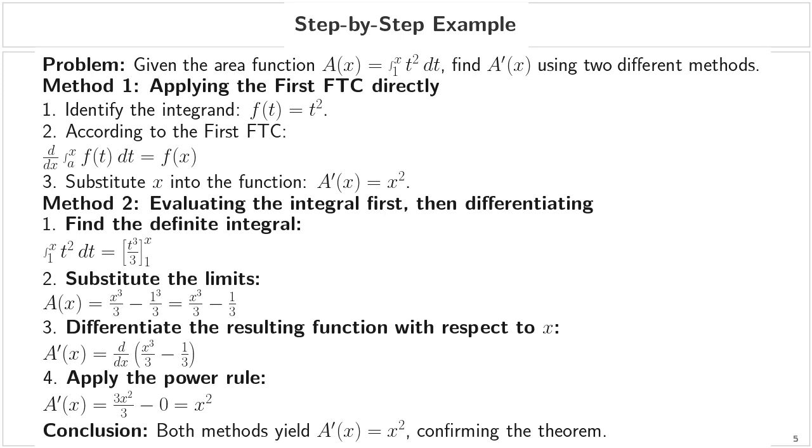As you can see, both methods, applying the first fundamental theorem directly and evaluating the integral first, then differentiating, yield the same result. A prime of x equals x squared. This confirms the validity of the first fundamental theorem of calculus and demonstrates that differentiation and integration are indeed inverse operations. This is a crucial concept, and mastering these methods will be essential as we move forward.